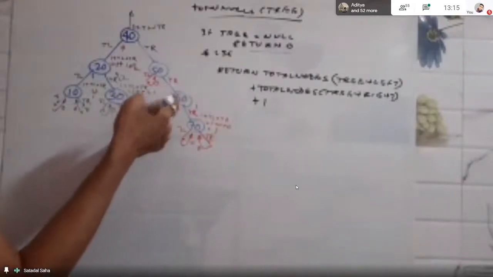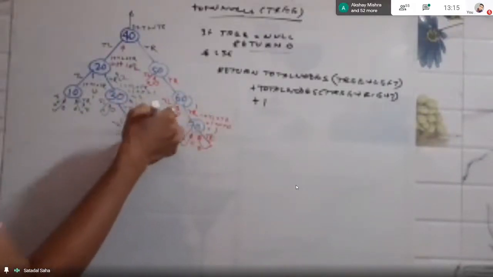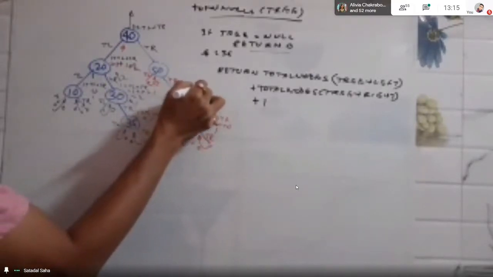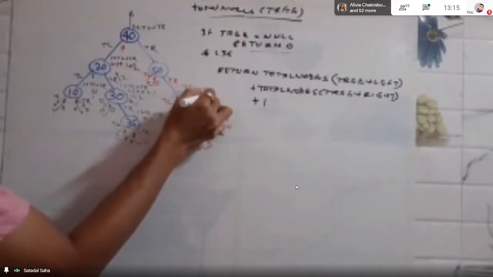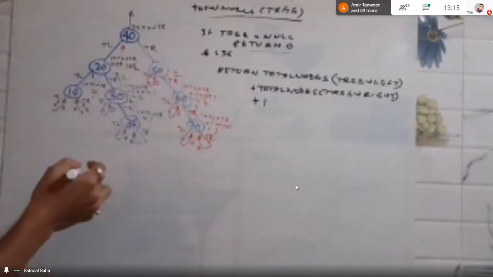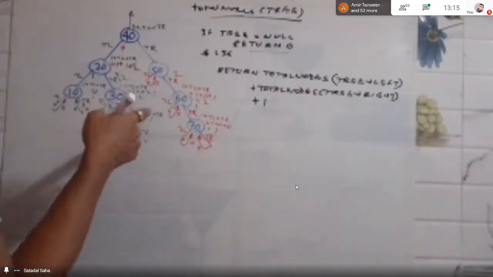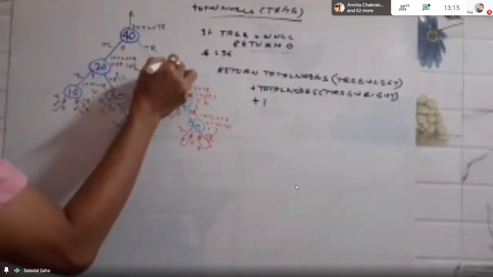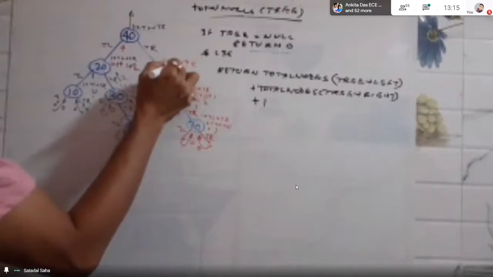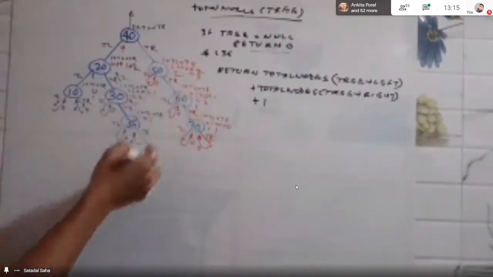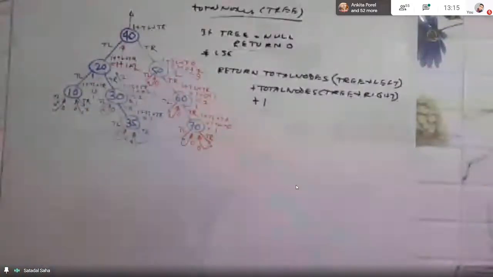Now sitting at 60, it is getting 0 from the left child and 1 from the right child. So it will return again 1 plus TL plus TR. So 1 plus 0 plus 1, which is 2. So it will return 2 to 50. Sitting at 50, it is getting 0 from the left child, 2 from the right child, and it will return back 1 plus TL plus TR, that is 1 plus 0 plus 2, that is 3. So it will return back 3 to 40.